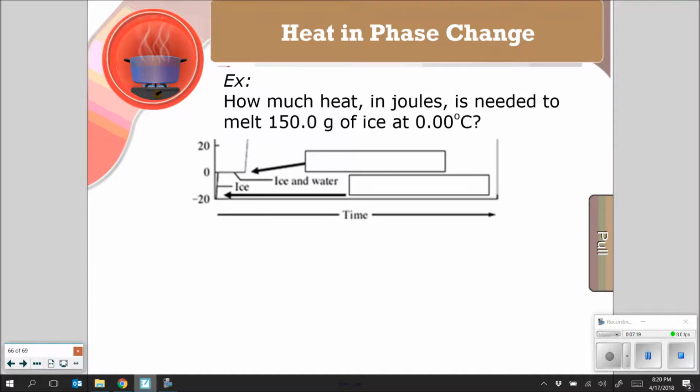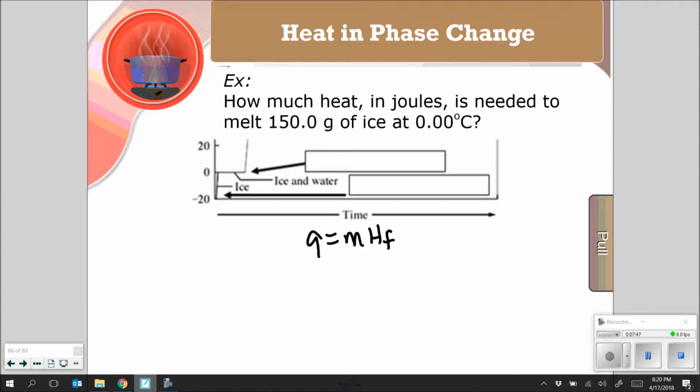So if I'm going to solve a problem using this particular graph and these equations, it says how much heat in joules is needed to melt 150 grams of ice at 0 degrees Celsius. If you are melting ice, remember there is no temperature change for this because you're undergoing a phase change. My equation is going to be Q equals the mass times my heat of fusion.